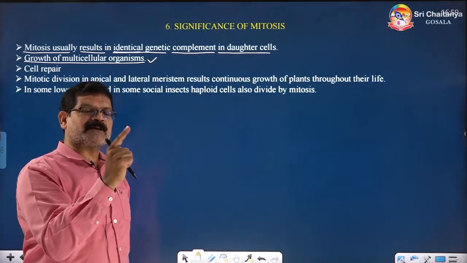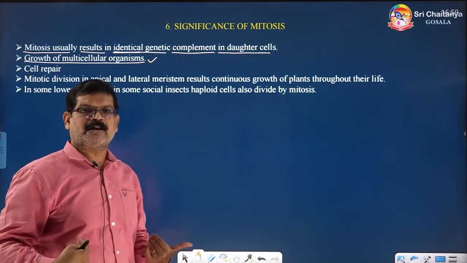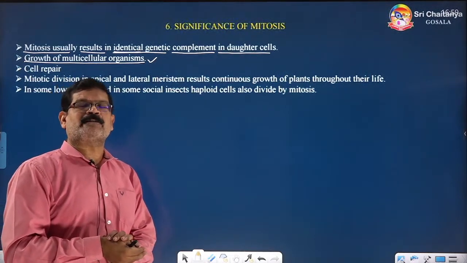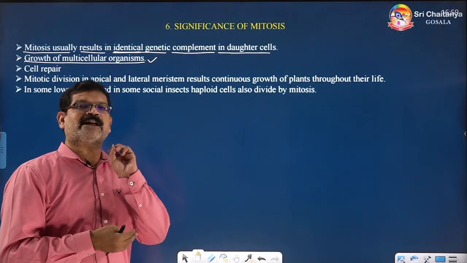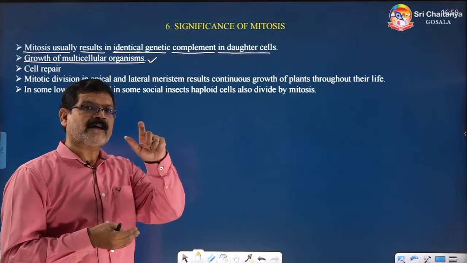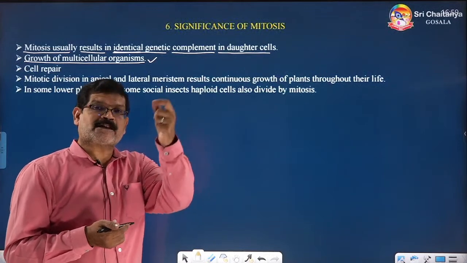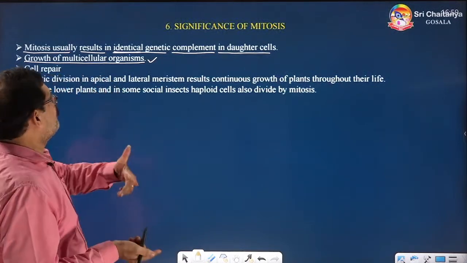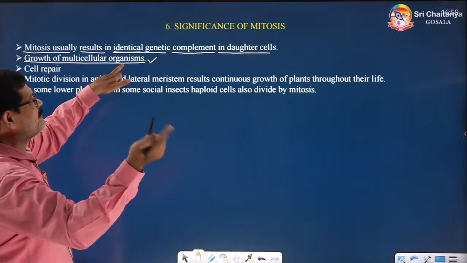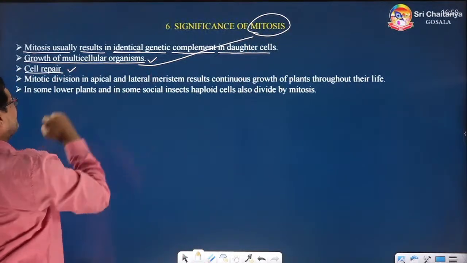One zygote will undergo repeated mitotic division and forms the millions of cells in our body. Even in any kind of multicellular organism, after sexual reproduction, the fusion of a male gamete and a female gamete results in the formation of a zygote. That zygote will undergo repeated mitotic divisions and forms an embryo, which results in the formation of the organism. So growth of a multicellular organism is done by what division? By mitosis. Cell repair will be done.